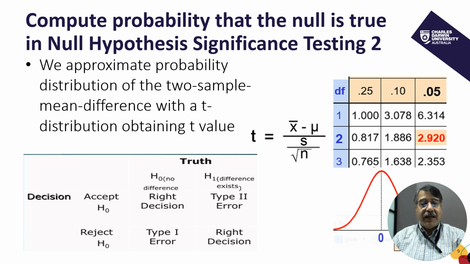This slide has a repetition, wherein we are saying that we approximate the probability distribution of the two sample difference with a t distribution, obtaining a t value of x bar minus 0, which is the population mean, divided by the standard deviation over the square root of n.